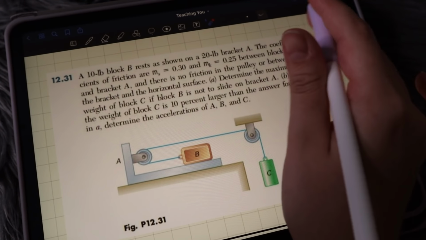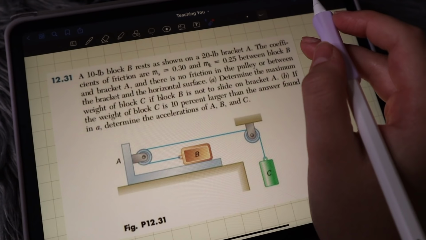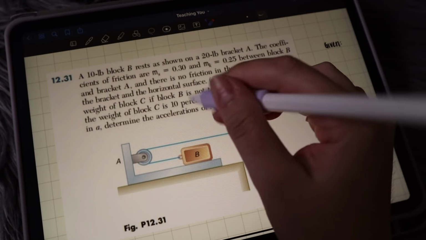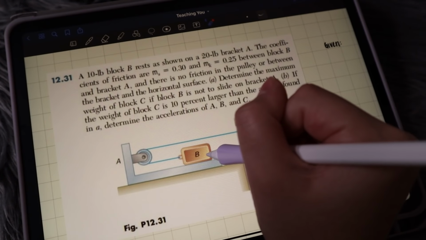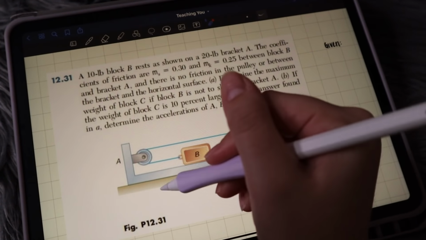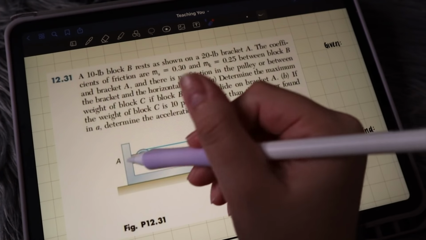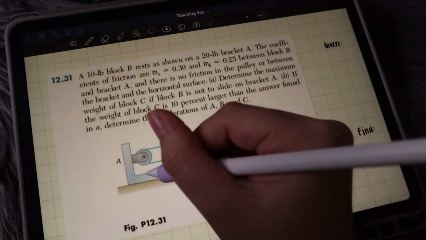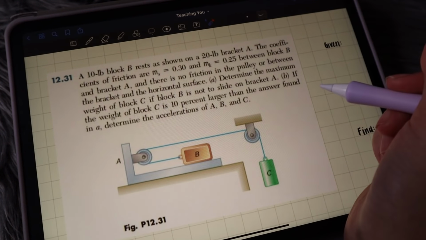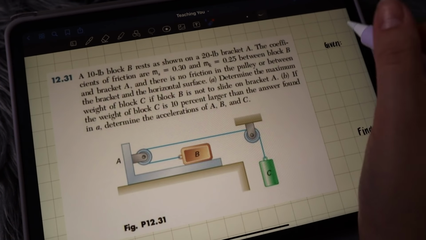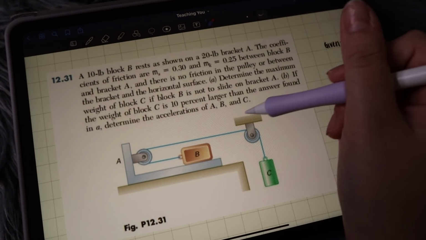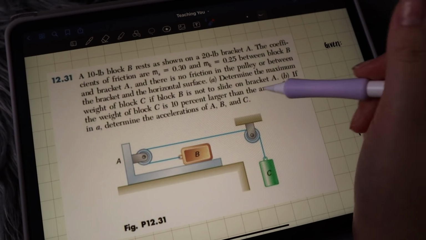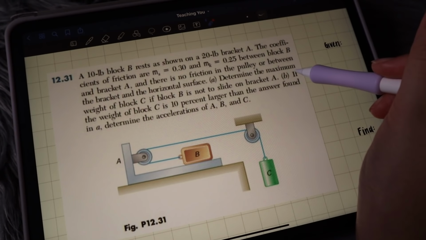I always recommend, take some time to analyze the problem first. Think about what's going on, because for me, definitely, I think I had just assumed that A was fixed, but if you think about it, they said that there's no friction here, so that means that it's going to also move to the right. So yeah, now that we have all that pretty much figured out, we can pretty much get started.